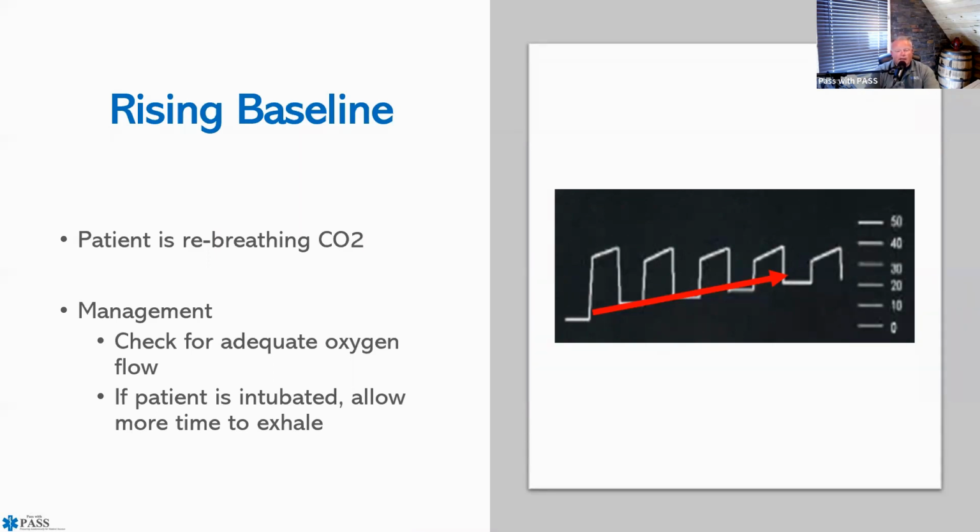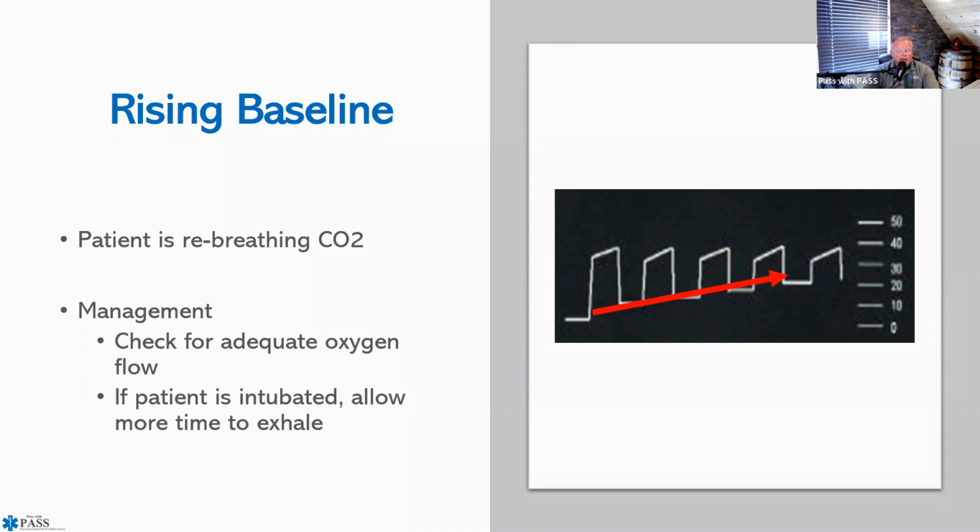So the management here is really first and foremost, check your oxygen cylinder and make sure that you're not out of oxygen. That makes sense. If the patient was out of oxygen, then when they take in another breath, they're not taking in oxygen, they're taking in carbon dioxide. That would cause a rising baseline.